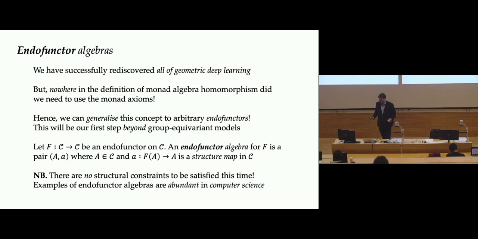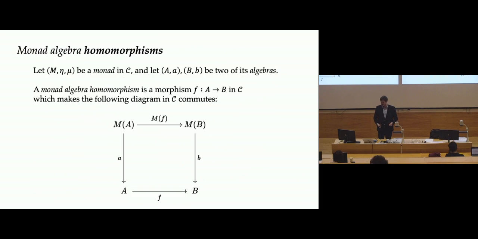Because when I defined this monad algebra homomorphism, I haven't used the monad axioms anywhere, right? Let's go back to this diagram for a second. There is no eta and no mu in this diagram anywhere, right?